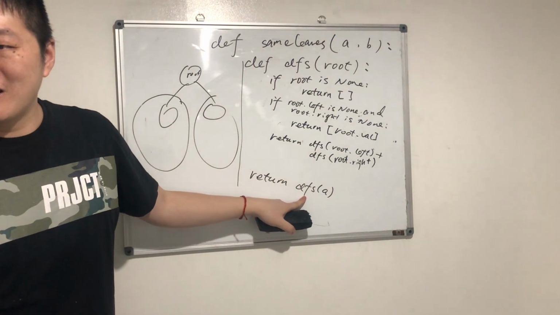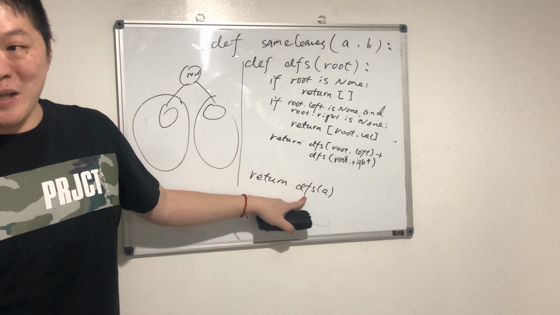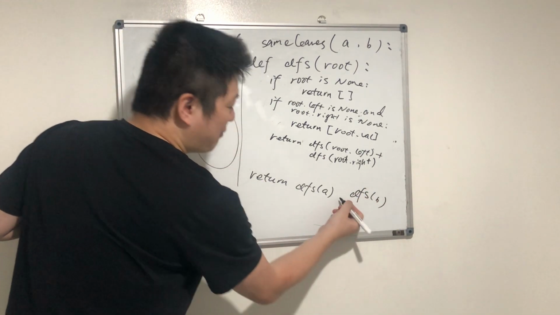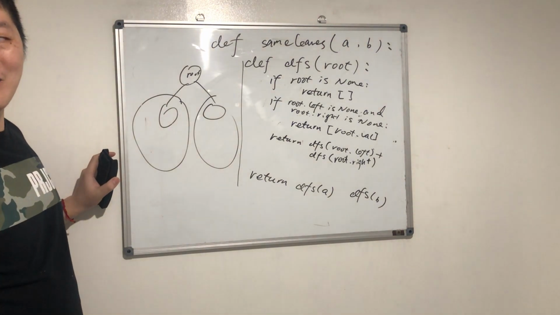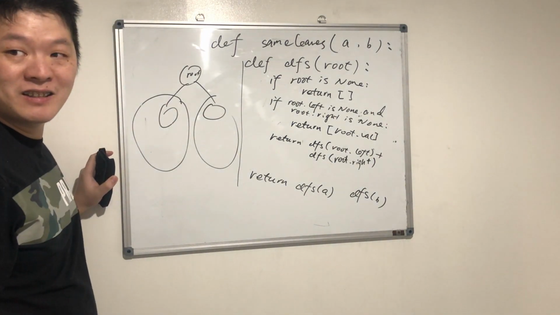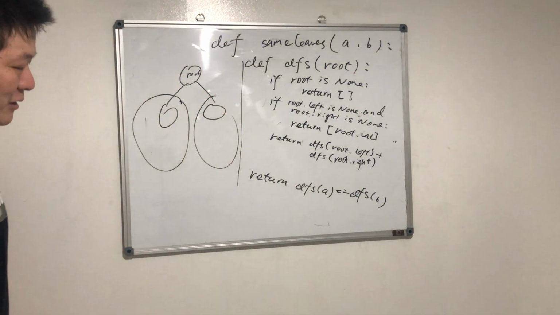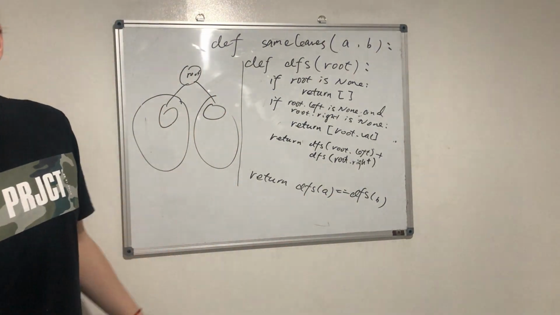What about B? Depth first search B. And depth first search B. So what should I put here? Equal? How many equals? 2? Yes, well done. Be confident. Come on, you're right. Does it make sense?